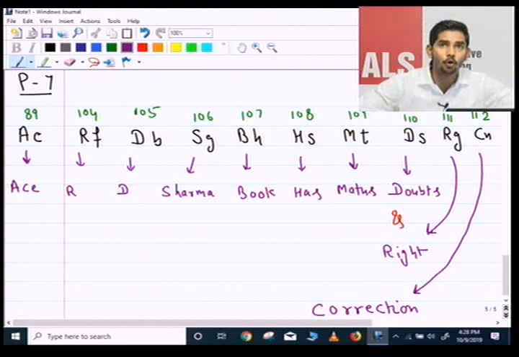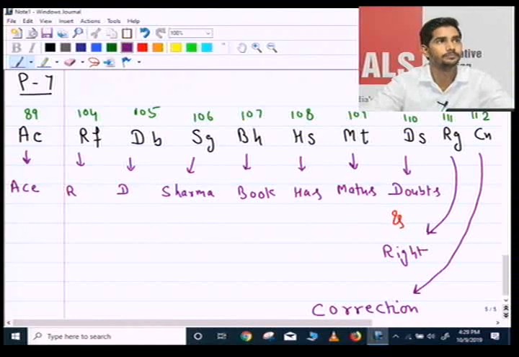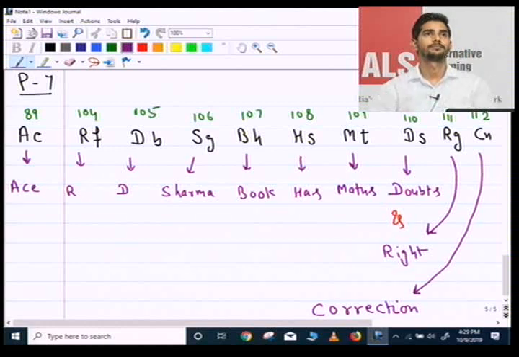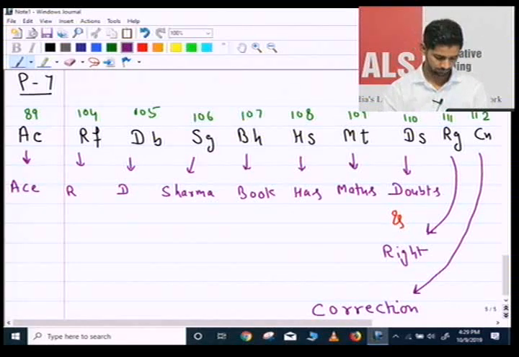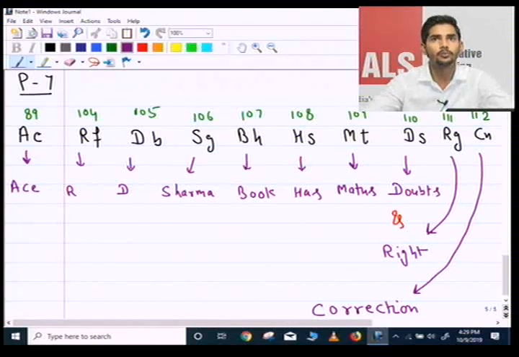So guys, how many more elements have we covered? 50 in the previous class. Right now, how many elements? The d-block series is over. So we have covered 90 elements out of 118. We are left with only 28 elements.